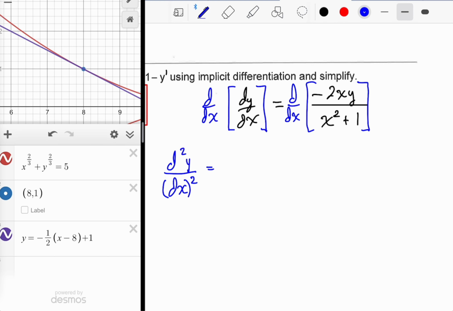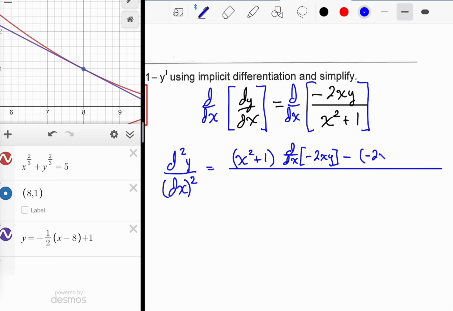So we have low d high minus high d low. The low is x squared plus 1, d high, minus high, d low, over the denominator squared, and away we go. The derivative part for the x squared plus 1 is going to be easy. You could have done that on the fly. It's this one that we've got to take some time to do.